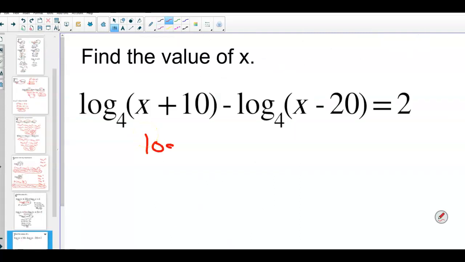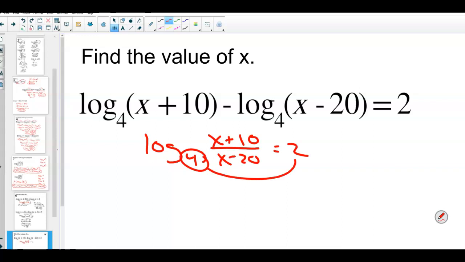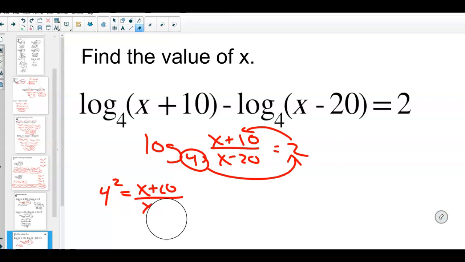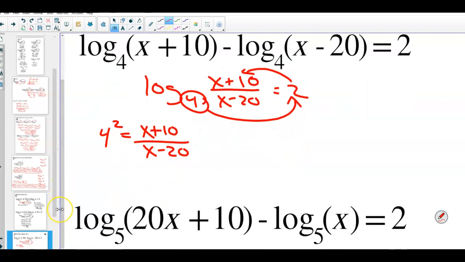So that subtraction sign means log base 4 of x plus 10 over x minus 20 equals 2. And then it's 4 squared equals this. So 4 squared equals x plus 10 over x plus 20. Nope, I'm sorry. I'll start changing signs like that. Let me write that a little bit. X plus 10 over x minus 20. And that essentially equals 16, x plus 10 over x minus 20. I'm going to move it over here so I have a little more room.